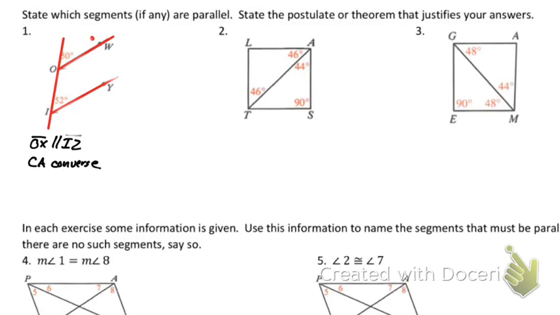Oh. If this one was 52, then they'd be parallel, because they'd both be 52. But because they're different measures. Yeah. How come the OX line doesn't matter? Like that angle, how come that doesn't matter? Because we're just looking at these two lines.